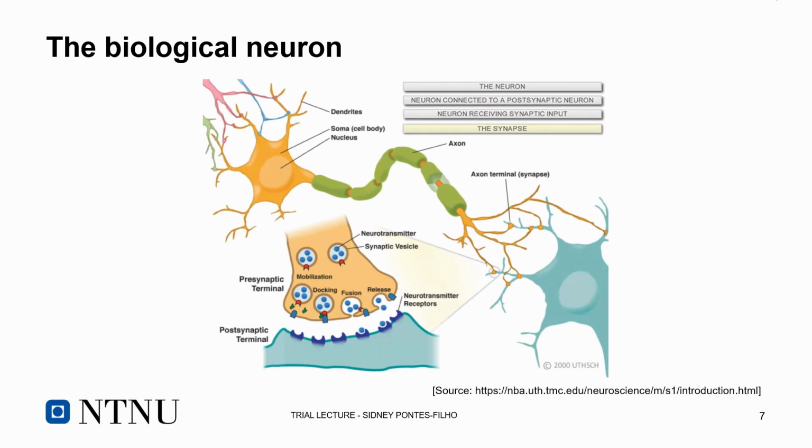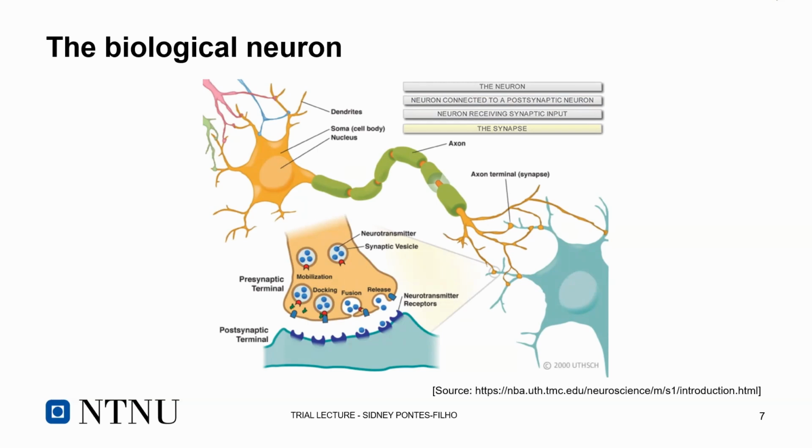The presynaptic neuron has some neurotransmitters. Normally, it's glutamate. It has some vesicles that hold those neurotransmitters, the synaptic vesicles. And when the cell is excited, it's going to release those neurotransmitters to the postsynaptic neuron. And this happens when they're excited.